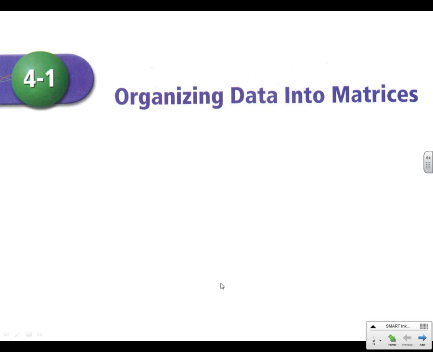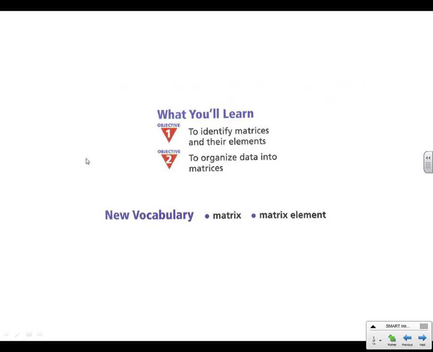Alright, let's get started with Chapter 4. Chapter 4 is all about matrices, and 4.1 will just be introducing those, and then we're going to organize some data into matrices. So here's what we're up to: identifying matrices and their elements, and then taking data and organizing it into matrices. Two new vocabulary terms for today: the term matrix and matrix elements. So be on the lookout for those as we move through the section.